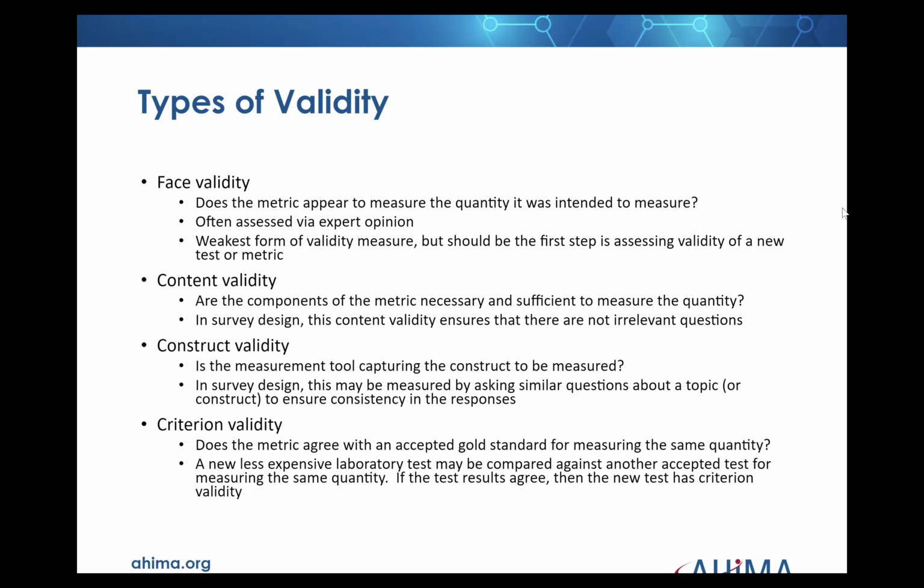Then we have construct validity. Is the measurement tool capturing the construct to be measured? That's kind of obvious. And then finally, criterion validity. Does the metric, in other words, agree with an accepted gold standard for measuring the quantity? And we see this a lot in primary care in terms of A1C, hypertension, and some of these other things that we hear talked about, especially in terms of HEDIS measures.